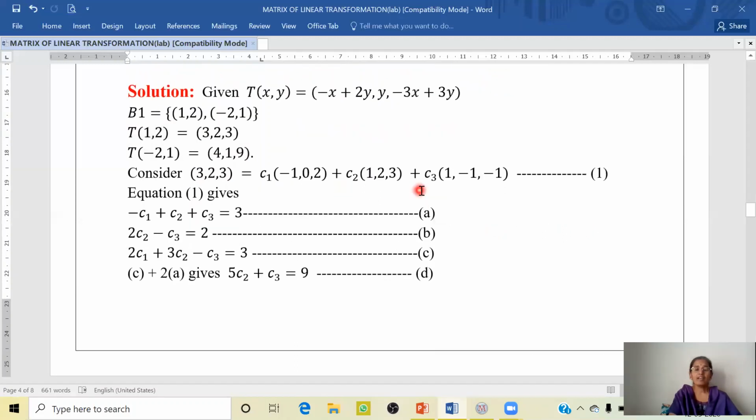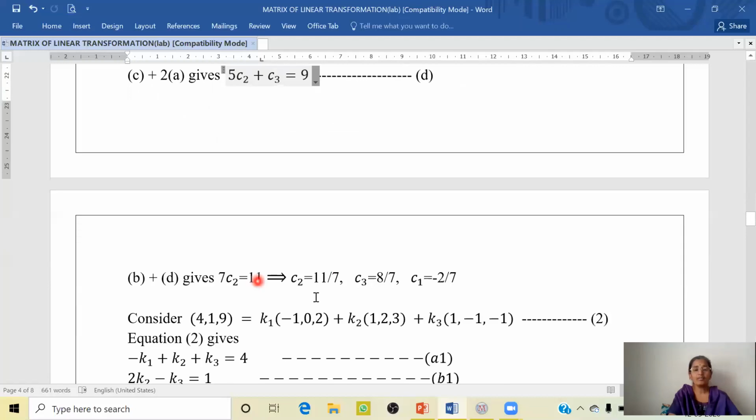And simplifying the right hand side and equating to the left hand side, we get 3 equations. And solving these 3 equations, we obtain the values of C1, C2, C3.